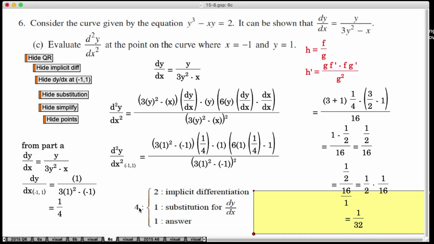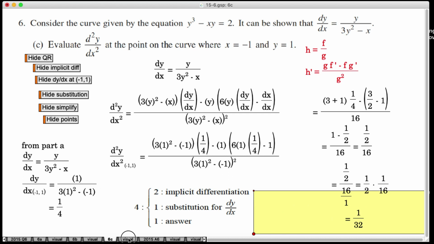They gave you 4 points for this question, 2 points for implicit differentiation. So you got to make sure you use the quotient rule, and I'm sure they're looking forward that you did the chain rule in these parts right here. And then you got 1 point for substituting a quarter for dy dx at that point. And then you got 1 point for the answer, which is 1 over 32.